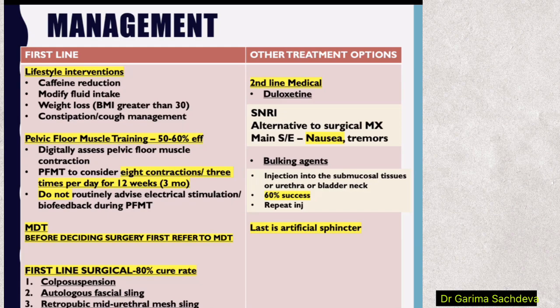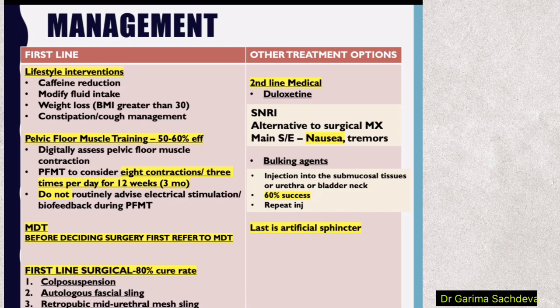So what are the options of surgery we have? We have Burch colposuspension, autologous fascial sling, and retropubic pelvic urethral mesh sling. So these are the three surgeries. I'll be telling you what we do in all of these.